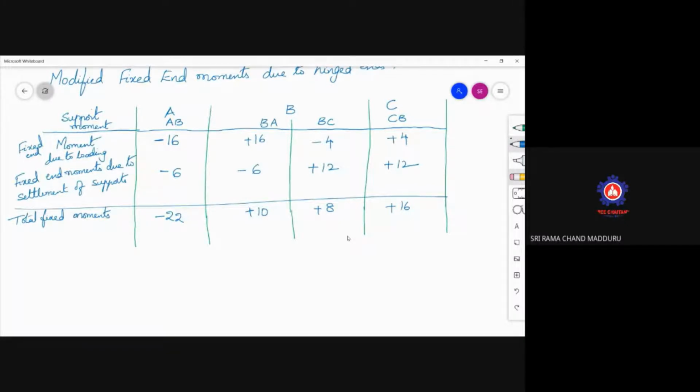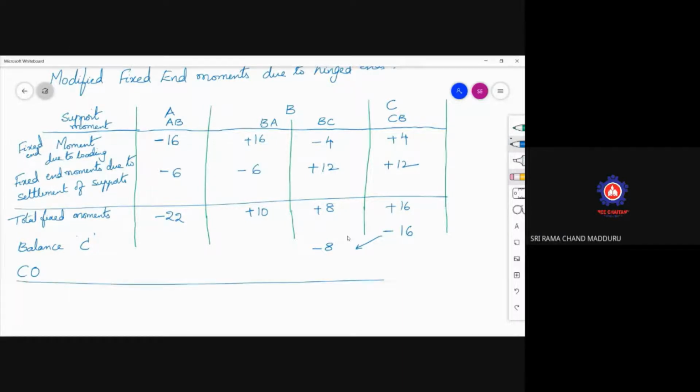Then we know that as support C is a roller support, the moment at this point will become 0. Balance support C. So when you are balancing C, how can you balance? Apply opposite moment equal to that of the moment that is available. So plus 16 is available, take minus 16. When you are balancing, obviously carryover moment will be there. That carryover moment will be half of that value, and this is minus 8.